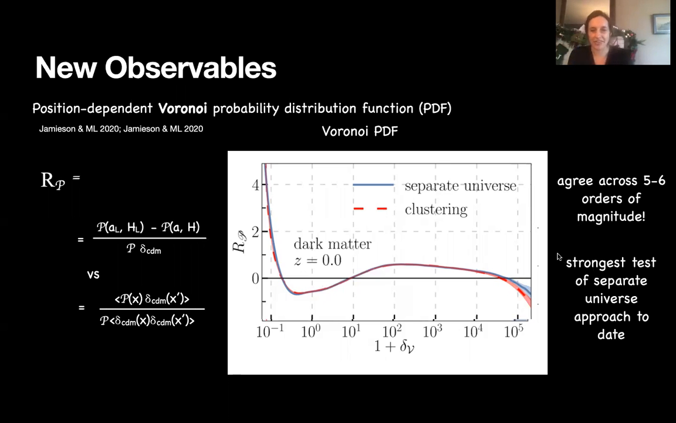So I think that this is the strongest test of the separate universe approach to date. Work studying just halos, for instance, with the separate universe approach would be restricted to looking at really high density tails, versus voids would be this very low density region, or the matter power spectrum response compared to the position dependent power spectrum or the squeezed limit isotropized bispectrum would be looking at regions closer to the mean density. But here you see the whole thing across many orders of magnitude.